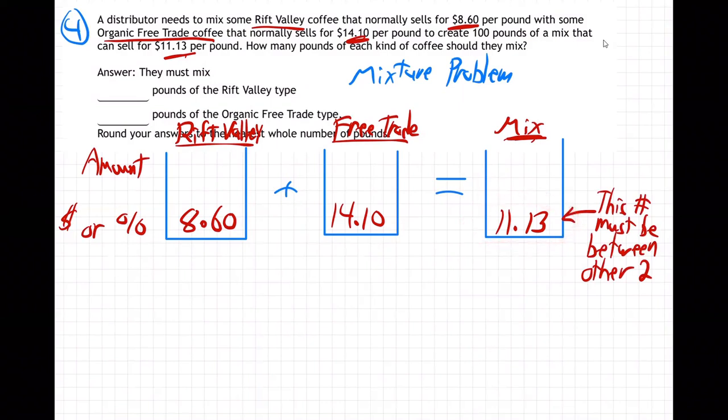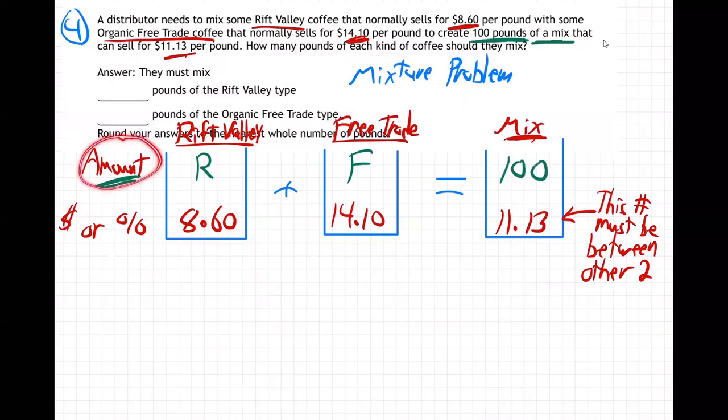All right, let's get back to it. Now, what do we put on the top? Well, the amount. We don't know the amount, right? So we'll just call this R for however much Rift Valley coffee, and F for how much free trade coffee. Is there any other number in the problem? Oh yeah, 100 pounds of the mix. So that goes up here.